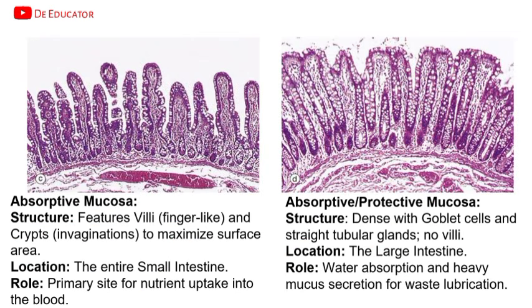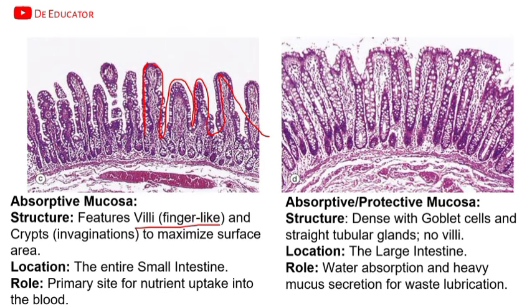Absorptive mucosa. For the structure and features of the absorptive mucosa, firstly, we'll see villi, finger-like structures. So this is a villus. You can see it looks like fingers. Those are villi, and then we'll see crypts. These crypts are invaginations to maximize surface area. As we move on in the lesson, all these terms will be explained, but just follow along.